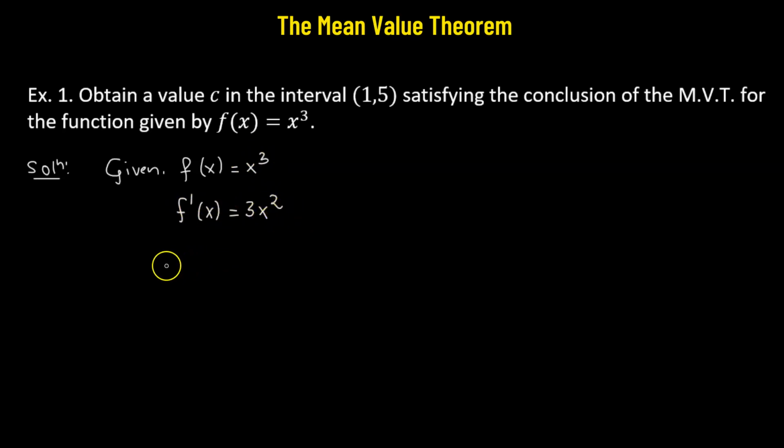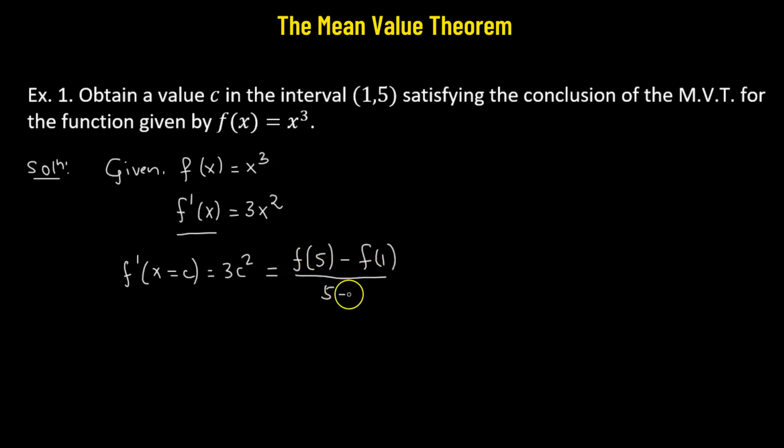Now the mean value theorem states that the slope of the tangent line calculated at x equals c will be 3c squared. So this must be equal to the slope of the secant line. So that means f of 5 minus f of 1 divided by 5 minus 1. So when we solve for this, this will give us a value of c, and the c is going to lie in the interval (1, 5). So let's try it out.